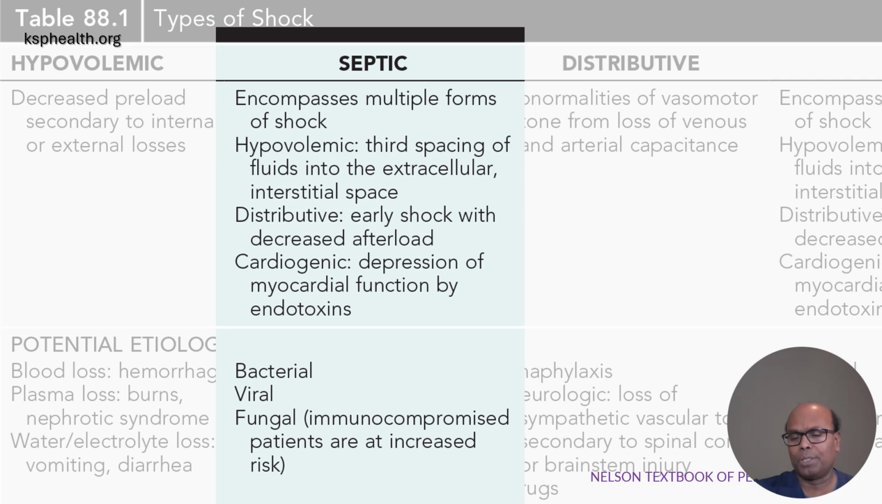Septic shock will have hypovolemic, distributive, and cardiogenic components to it. In hypovolemia, it is because of third spacing of fluids into the extracellular and interstitial space. In distributive, there is early shock with decreased afterload. And cardiogenic, because myocardial function is depressed by endotoxins. Septic shock, as you know, is caused by bacteria, viruses, sometimes fungi.